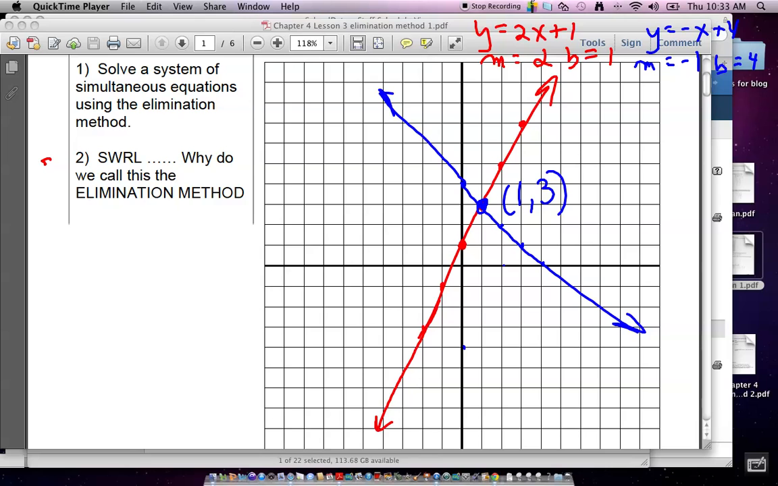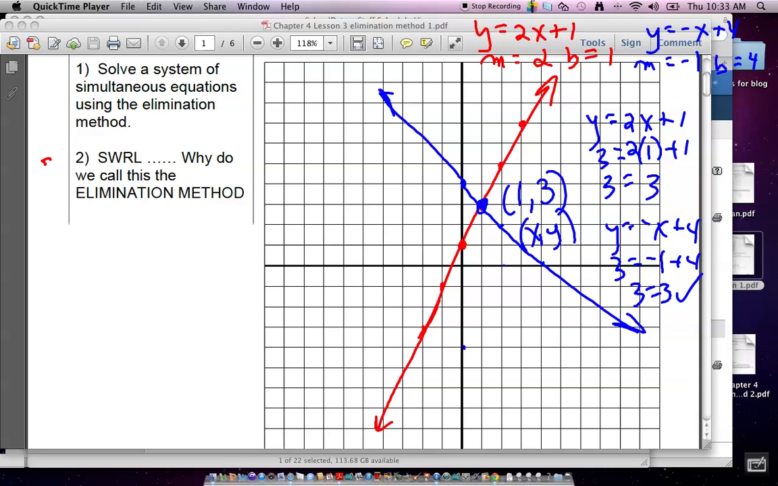All right. The last thing we need to be able to do is to check it. We need to be able to check this solution. So this says y equals 2x plus 1. Remember, any coordinate is x, y. So I'm going to plug in a 1 for x and a 3 for y. What's 2 times 1, guys? 2 plus 1 is 3. And now let's go over here. y equals -x plus 4. And I'm going to plug in a 3 for y and a 1 for x. -1 plus 4 is 3. So I get 3 equals 3. Check.